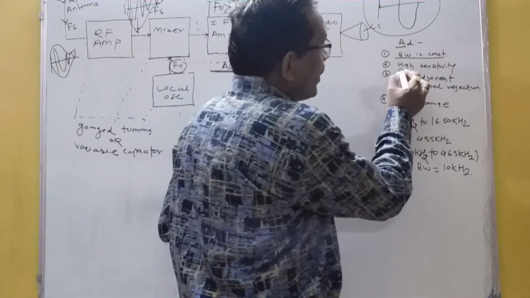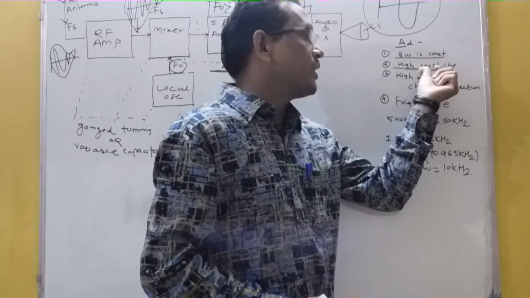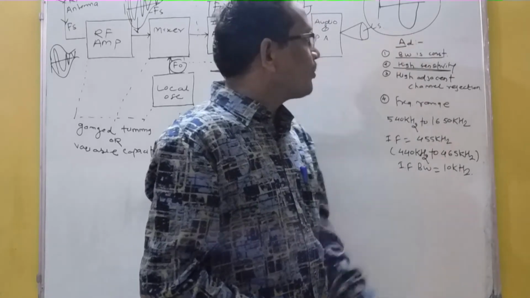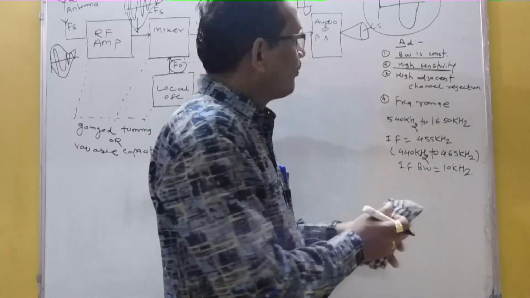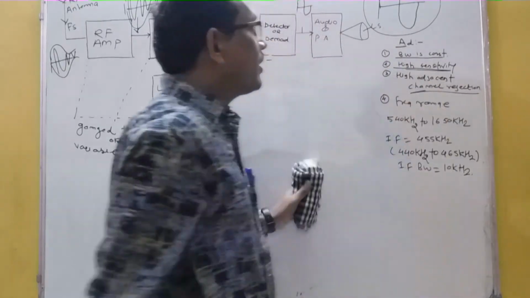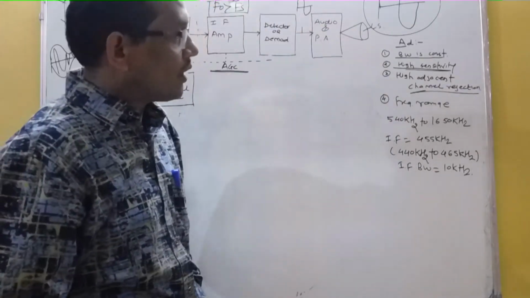Second one, very high sensitivity. I will come to that point. What exactly is the meaning of sensitivity, selectivity and fidelity? This is a major advantage of the super heterodyne receiver, very high sensitivity. Then very high adjacent channel rejection. This is another important feature or property or advantage of the super heterodyne receiver.